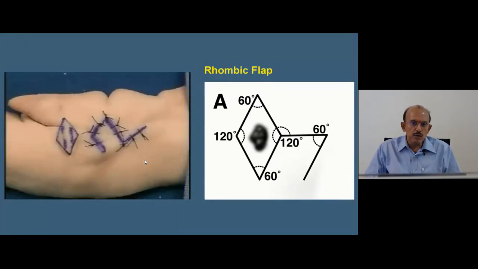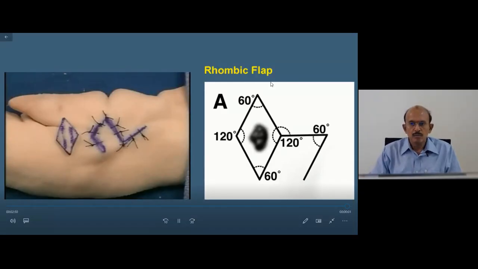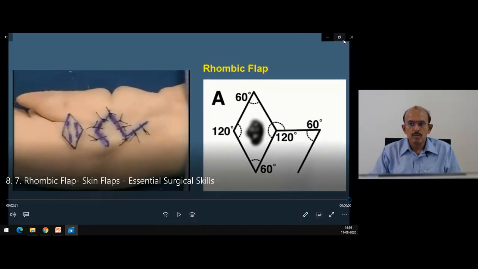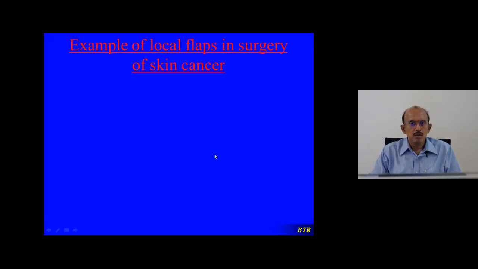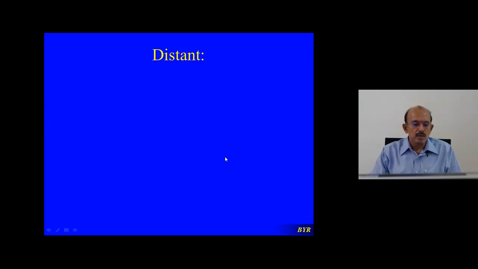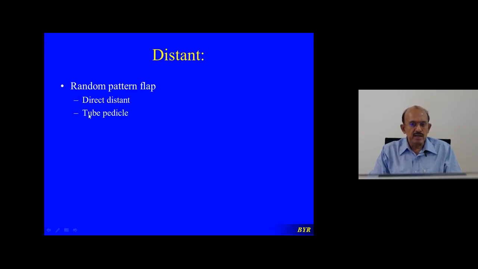See, this is how you will construct it. So this is called the rhomboid or rhombic flap. So this is the local flaps construction. Then distant flaps. Random pattern flap and axial pattern flap, these are the two methods. Random pattern flap is direct distant, another is two pedicle.